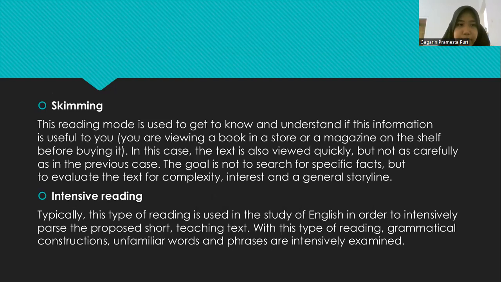Next is skimming. This reading mode is used to get to know and understand if this information is useful to you, like you are viewing a book in a store or a magazine on the shelf before buying it. In this case, the text is also viewed quickly, but not as carefully as in the previous case. The goal is not to search for specific facts, but to evaluate the text for complexity, interest, and the general storyline.